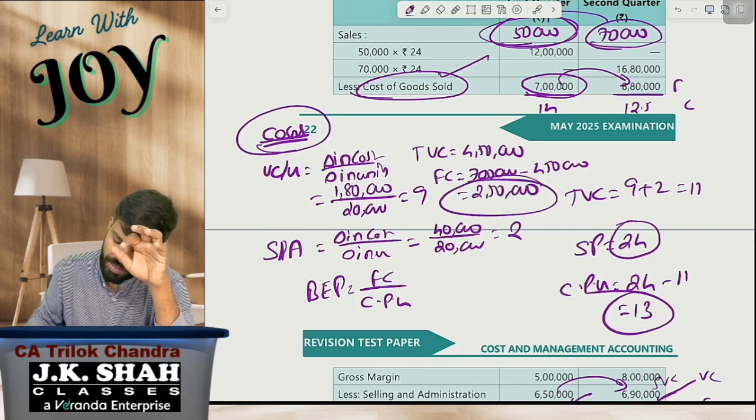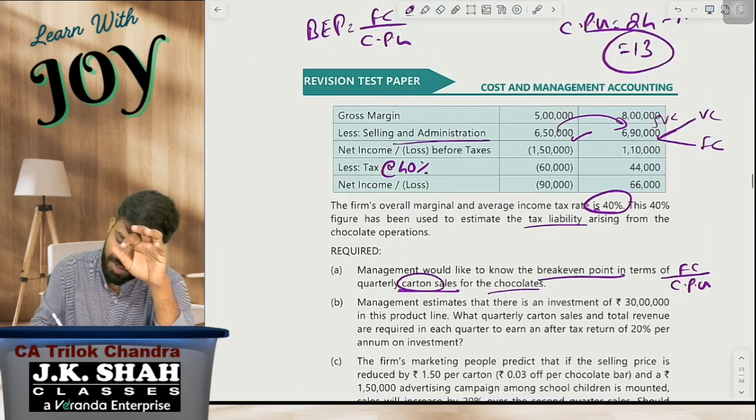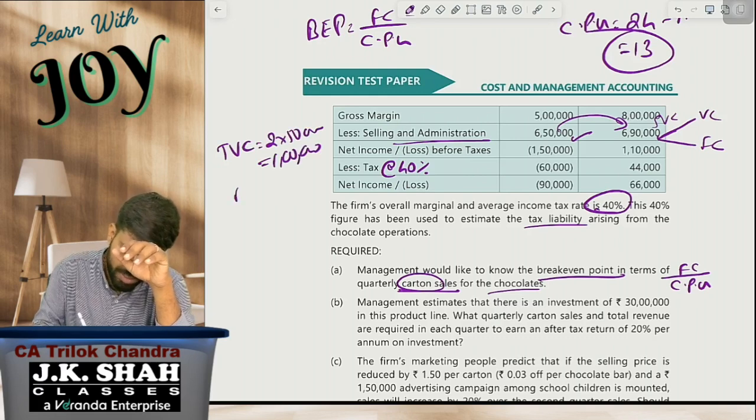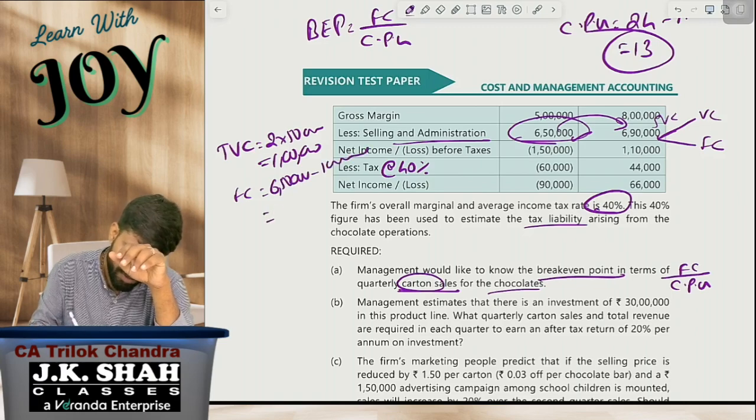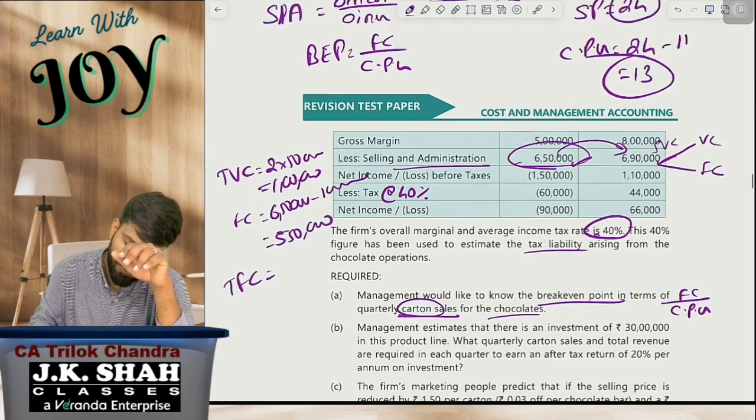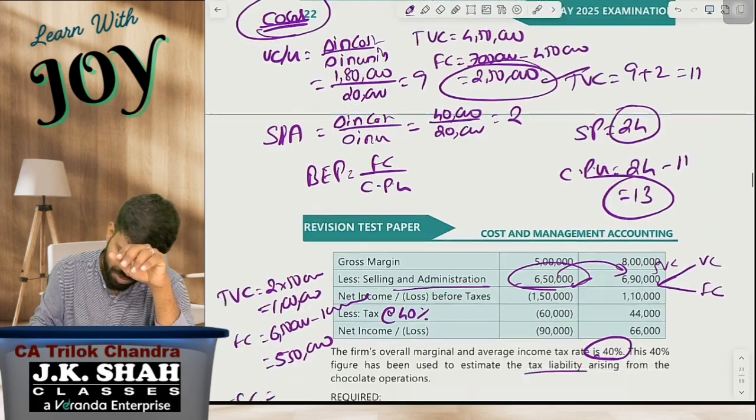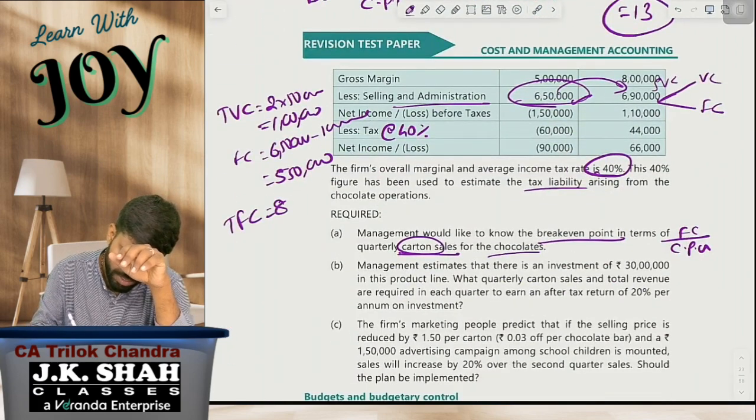In the same way, we need to calculate selling and administration overheads. Total variable cost equals 2 into 50,000, which equals 1 lakh. So fixed cost equals total 6 lakh 50,000 minus 1 lakh rupees, which equals 5 lakh 50,000. Total fixed cost is 5 lakh 50,000 plus 2 lakh 50,000. It comes to 8 lakhs.